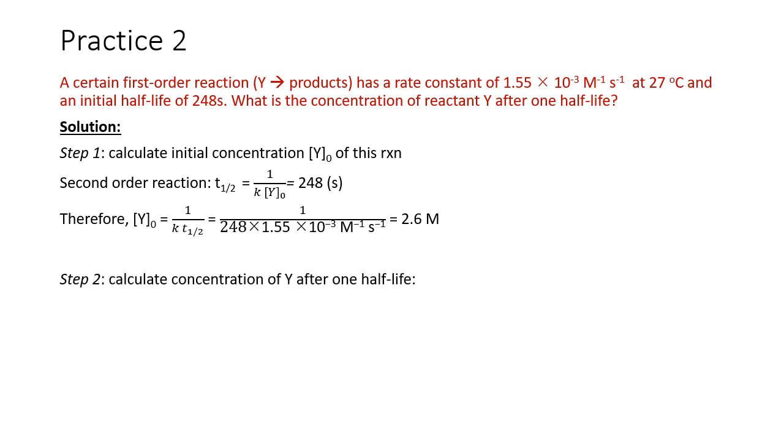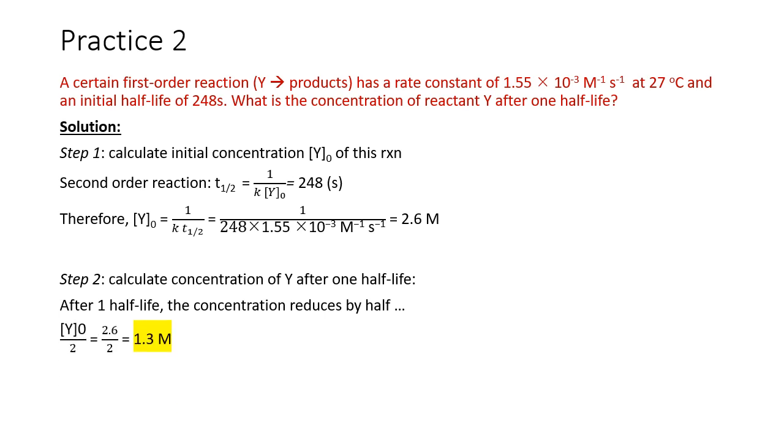Step 2, we have to calculate the concentration of Y after one half-life. After one half-life, the concentration of reactant Y is reduced by half. It means we use the initial concentration Y0 divided by 2, 2.6 divided by 2, so we have the concentration after one half-life, which is 1.3 molar.